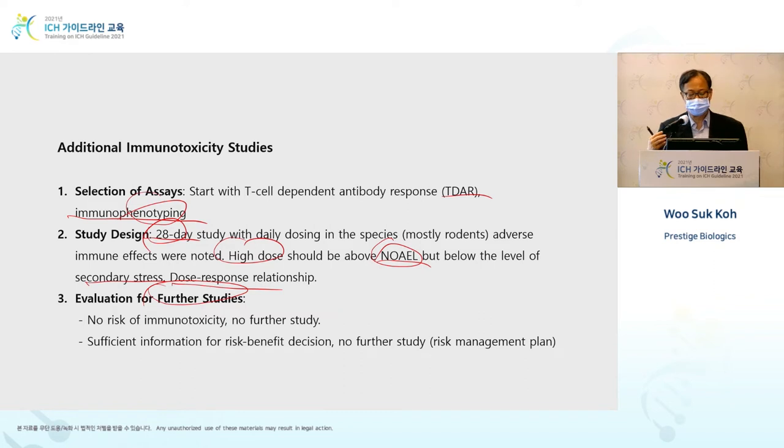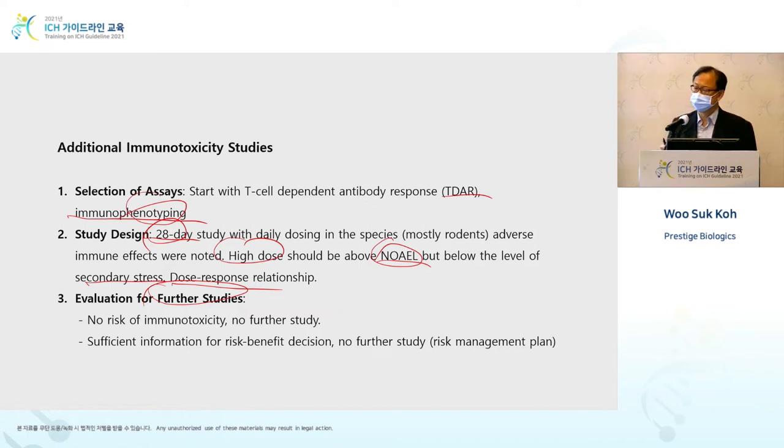So we conduct one additional study, then do we have to go for further studies or not? When we need to decide on that, if there is no risk of immunotoxicity, then there is no need for the further study. And we need to think about when we stop this kind of study. Then it requires risk and benefit decision, meaning that if we are having sufficient information to do the risk benefit decision making, that would be the fine point.